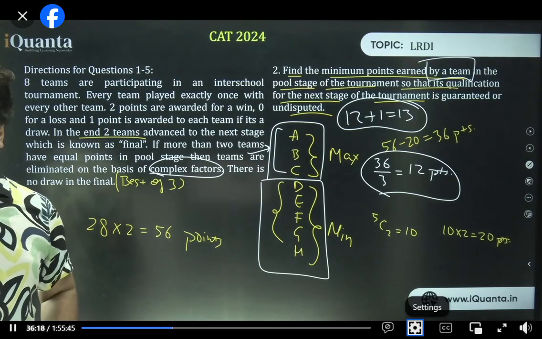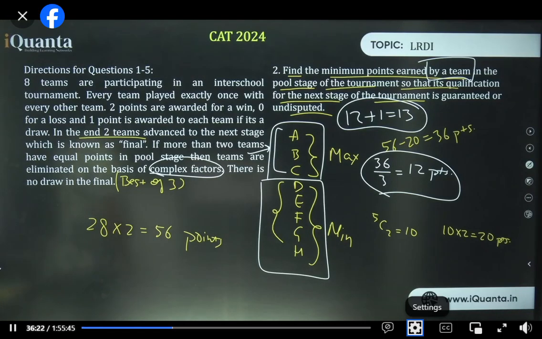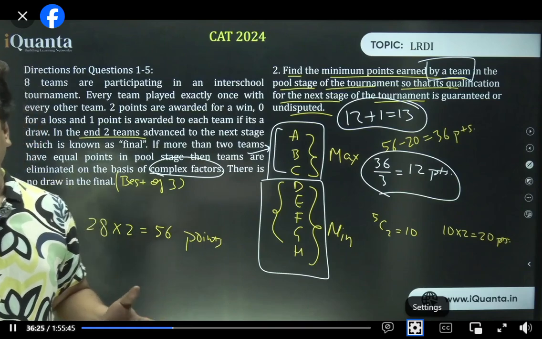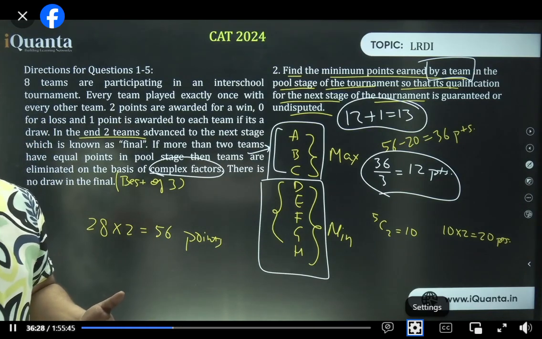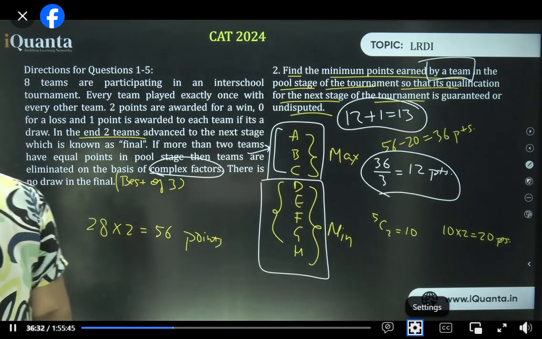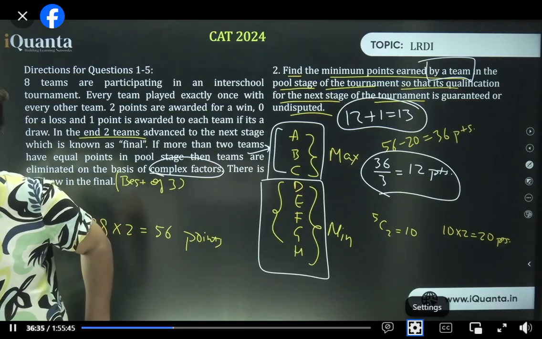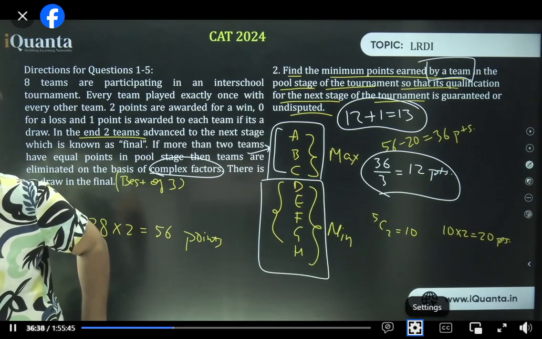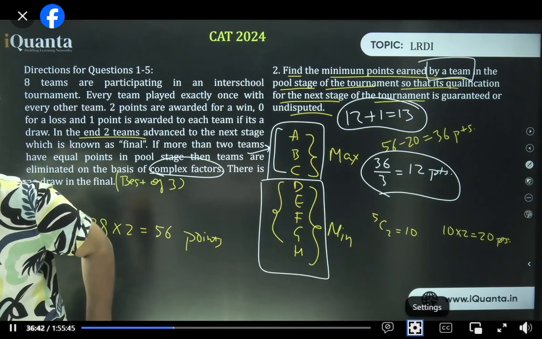Farhan, if every match ends in a draw, then also 2 points will be distributed, because a draw is between 2 teams. Each one will get 1 point each. So it won't matter, it won't change. Yeah, Itakshi, okay, 13 will save them, right?